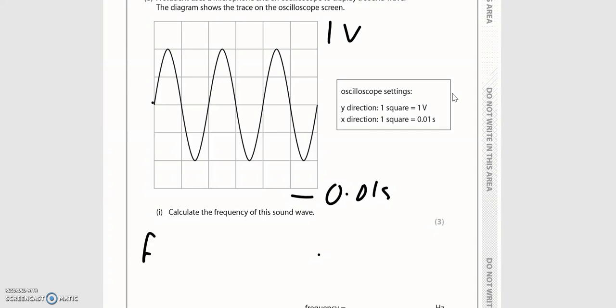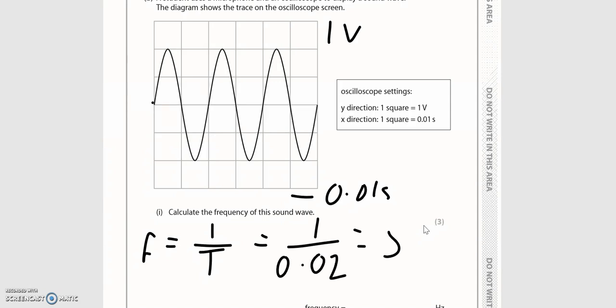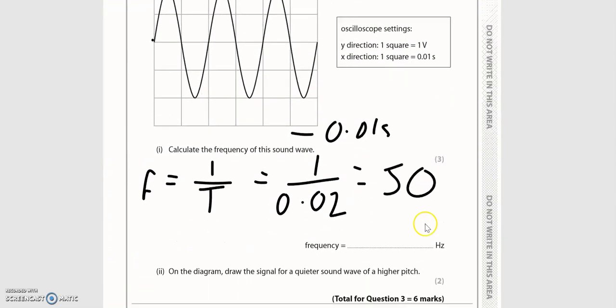Now this question wants you to find the frequency. So frequency is 1 over time period. That's a capital T for a reason. So time period is the time taken for 1 wave. So if this is 1 full wave, it takes 2 of these squares. Each square is 0.01 seconds. So your time period is 0.02, which gives you a frequency of 50, and they've very nicely given you the unit, which is hertz.